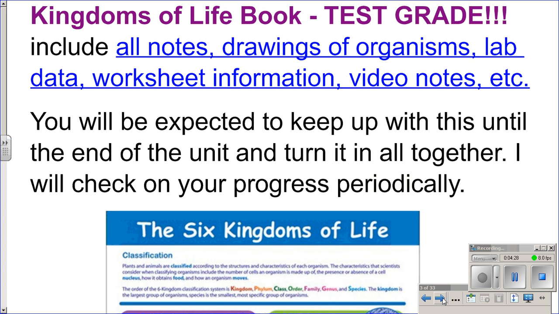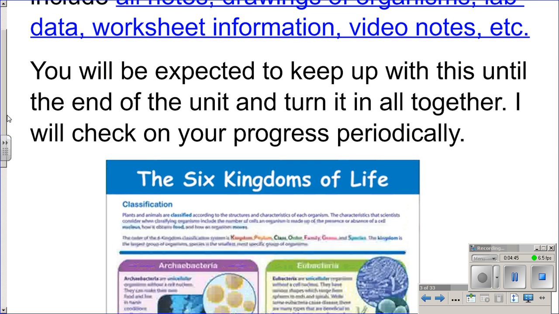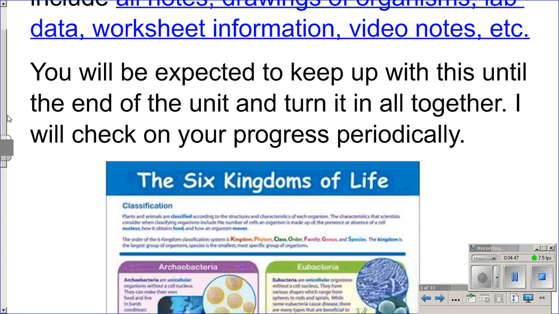So if you want to design your cover later, that is fine. The cover should probably be interesting, but you just might remember you want to call it the Kingdoms of Life book by Jermaine, by Alex, by Emily, by whoever, okay? This is by you. You're making this book. You're expected to keep up with it because at the end of the unit, you are turning it in for a test grade, okay? Yes?